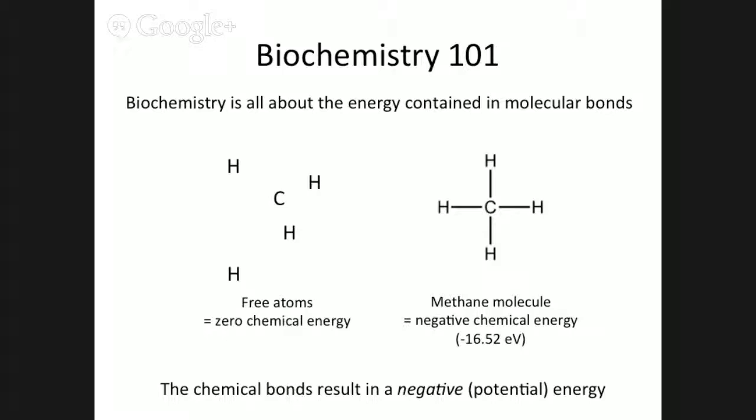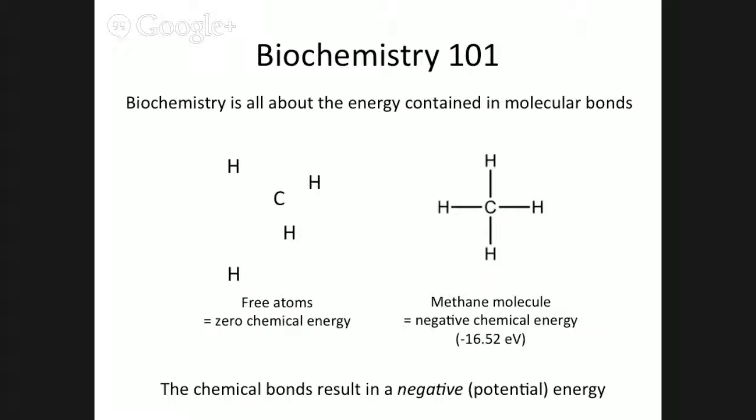This is probably the most confusing part of biochemistry, that this is a negative number, right? But it's negative because this is a lower energy state than just free atoms. The atoms want to be bonded together. And in order to unbond them, you have to add energy.